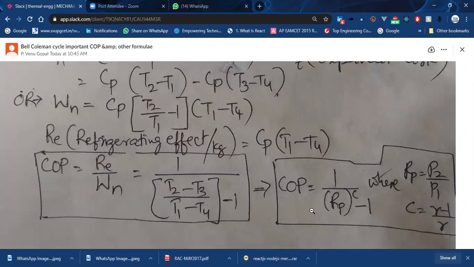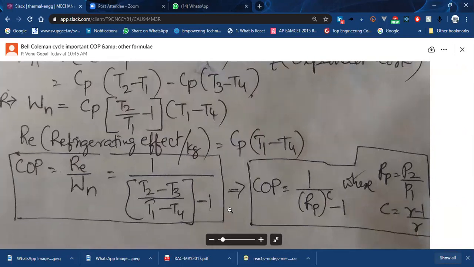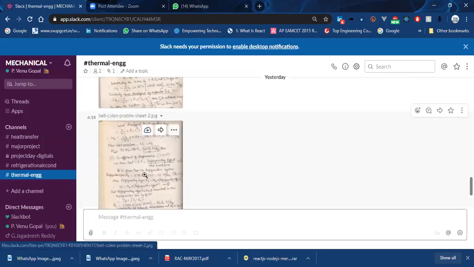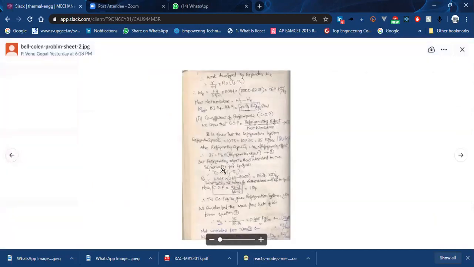Yeah, exactly. In the same way, you can also represent the COP formula in this fashion, as 1 by Rp to the power of (gamma minus 1)/gamma minus 1, where Rp is the pressure ratio and gamma is the ratio of specific heats. So these are the formulas for calculating the COP. In fact, we already used these formulas in the Bell-Coleman cycle formulas above. If you see yesterday, I'm just sharing, just see the screen.